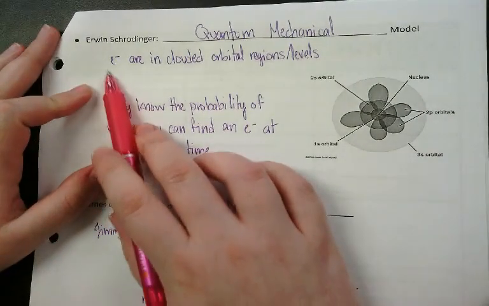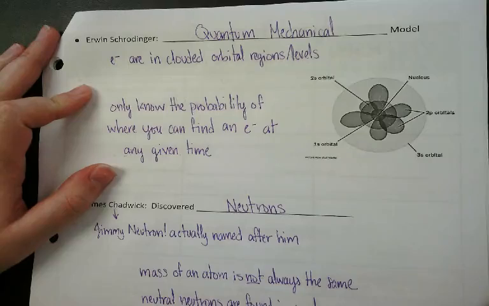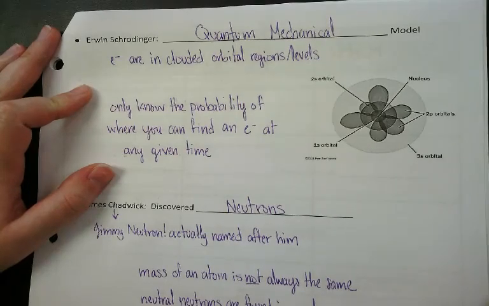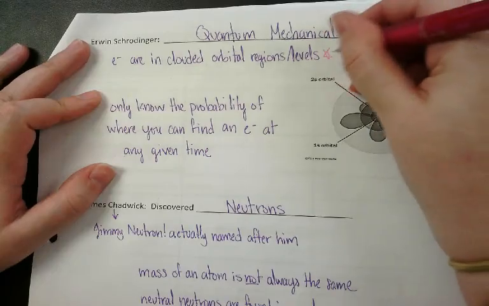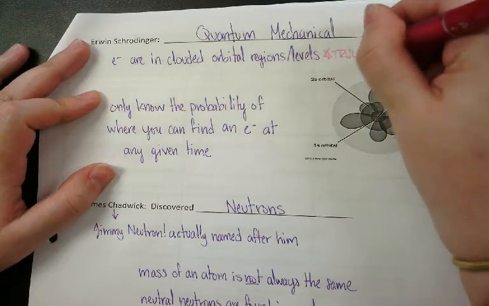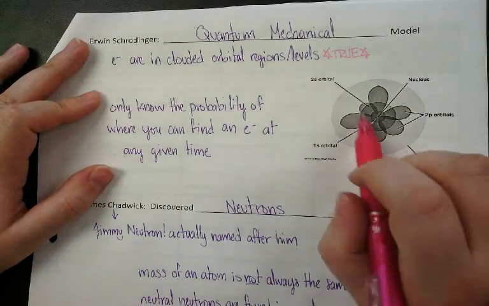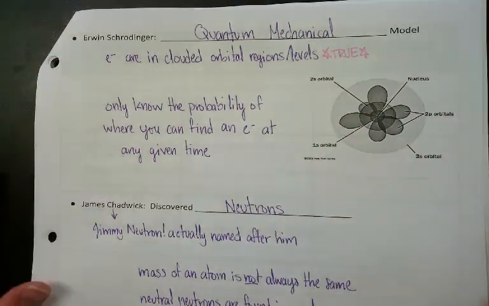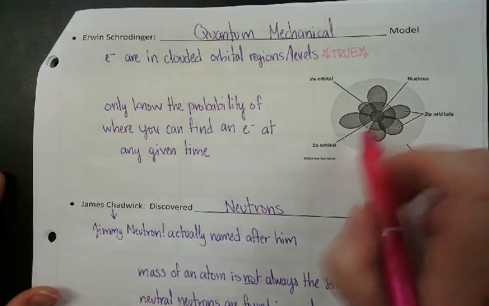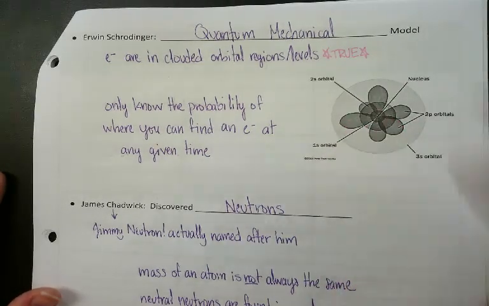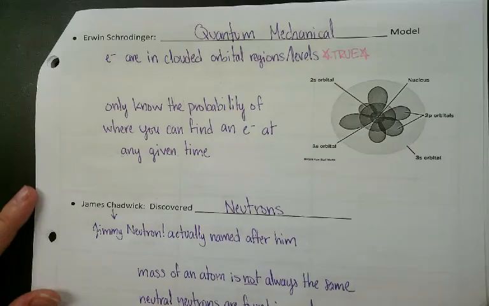Schrödinger. He said that the electrons are in clouded orbital regions or levels. True or not true? True. So they're not in these orbits. They are not in these paths. They are in these regions. So they don't follow nice paths around the nucleus. They can be found anywhere within these clouded regions that are determined by their energy level.